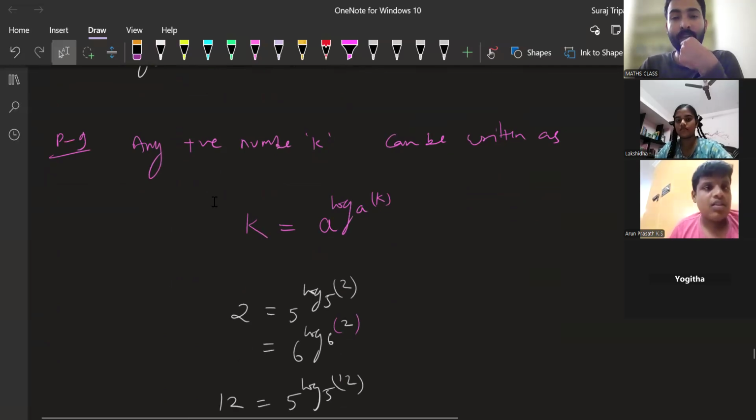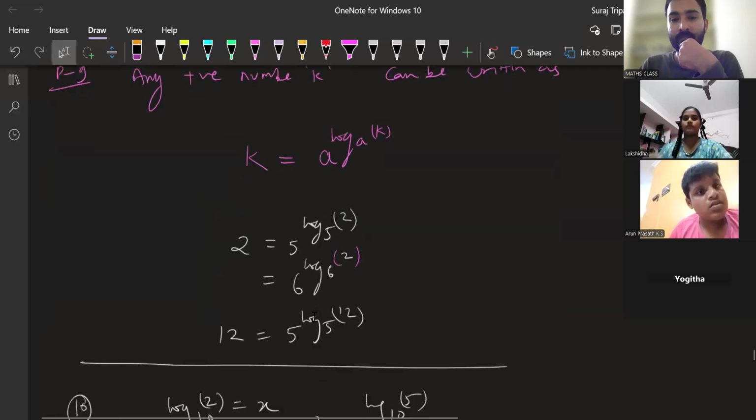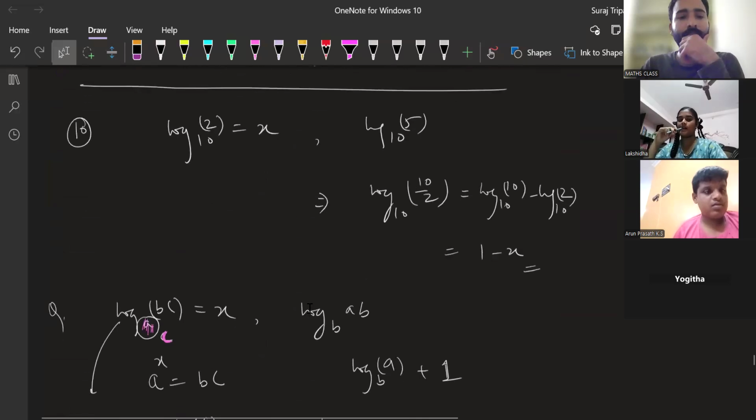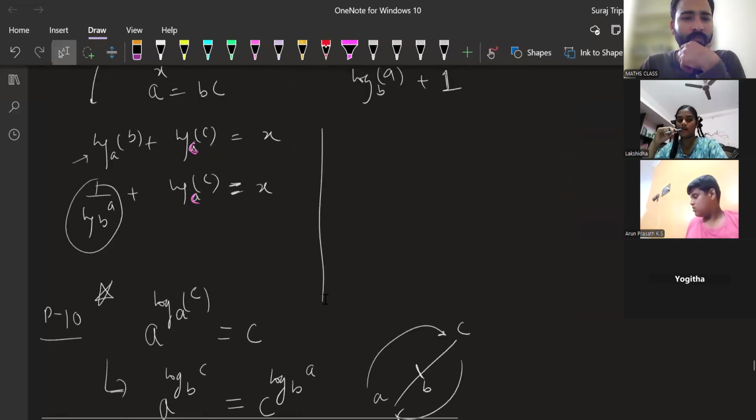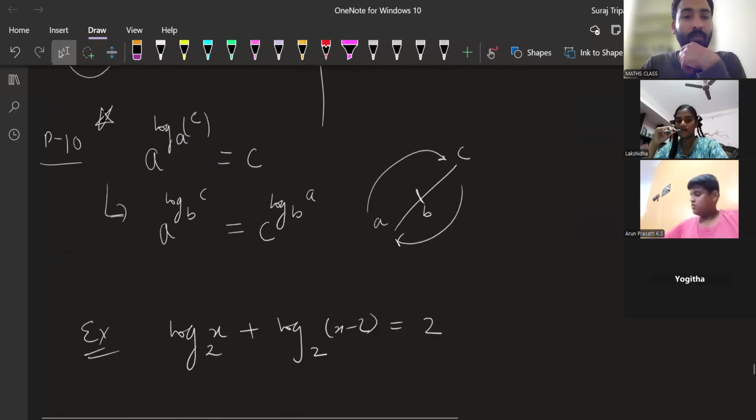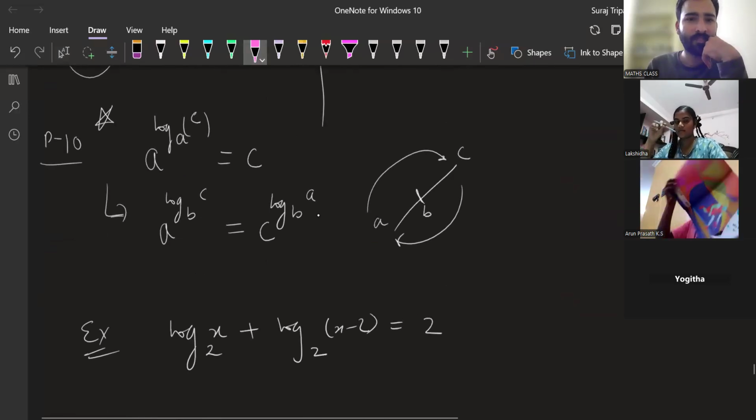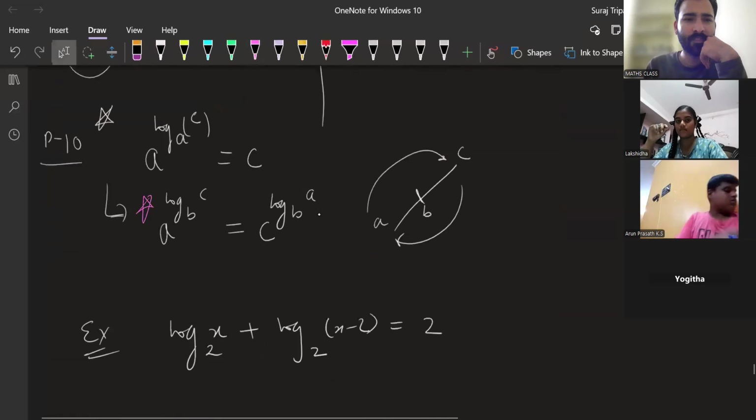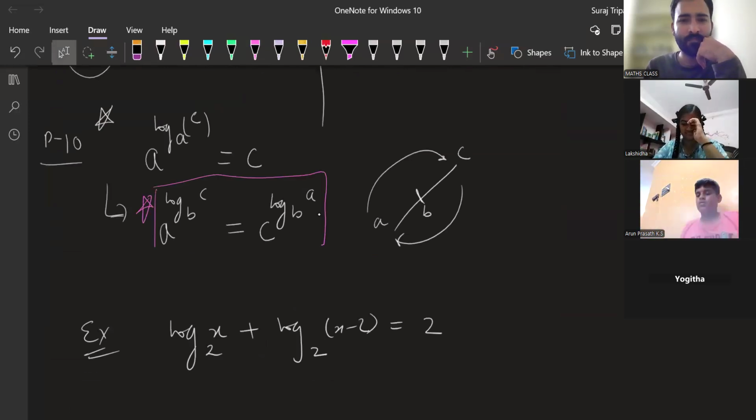Any positive number can be written in this form. Okay. Property 10 is also very, very important. This thing, very, very important. Right?